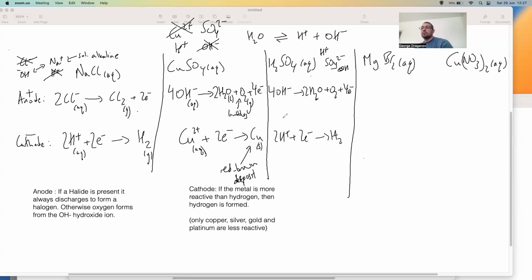If you had to describe this in words, you would say that the negative hydroxide is present due to water, and it attracts to the positive electrode because opposites attract, and it loses electrons.